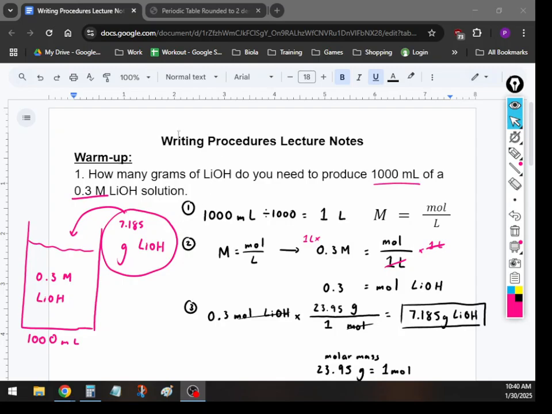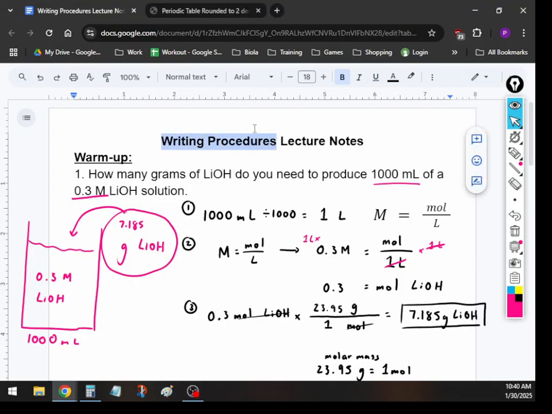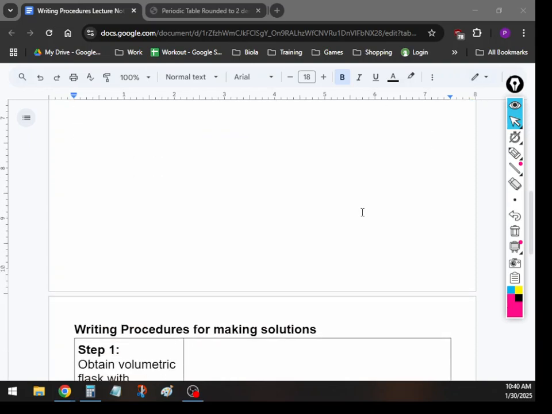Okay. Today we're going to be learning how to write the procedure. So basically, you're going to be learning how to write the steps in order to make these solutions. So when you're in a lab, what steps are you going to take? What equipment are you going to use in order to make these solutions? And luckily, it's pretty simple. Every time you make these solutions, it's the same general steps. The only thing that really changes are the numbers and the chemicals that we are working with. So I'm going to scroll down now.